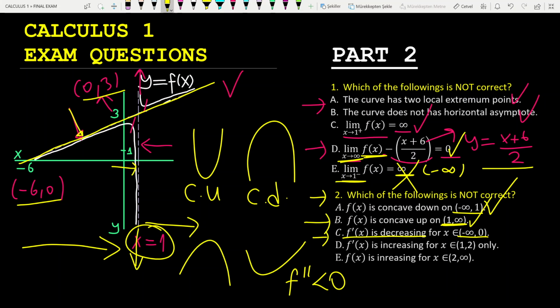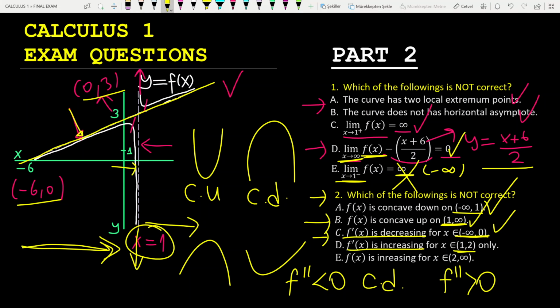So what does it mean? If the sign of f double prime is negative, in this case, the function is concave down there. So from minus infinity to 0, yes, the function is concave down. We found that. This is correct. D. f prime is increasing. What's the meaning of f prime is increasing? If f prime increases, the sign of the derivative of f prime must be positive. So the sign of f double prime must be positive on the given interval.